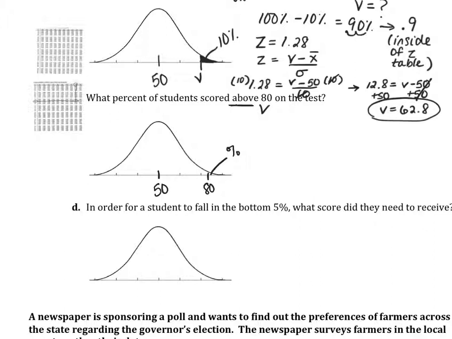And so the first thing we want to do then is we want to plug these numbers into our formula and figure out what Z is. So Z is equal to number of interest minus mean over standard deviation. Z is equal to the number of interest in this problem is 80. The mean is still 50. Standard deviation is still 10. 80 minus 50 is 30 over 10, which gives you 3. So we have a z-score of 3.